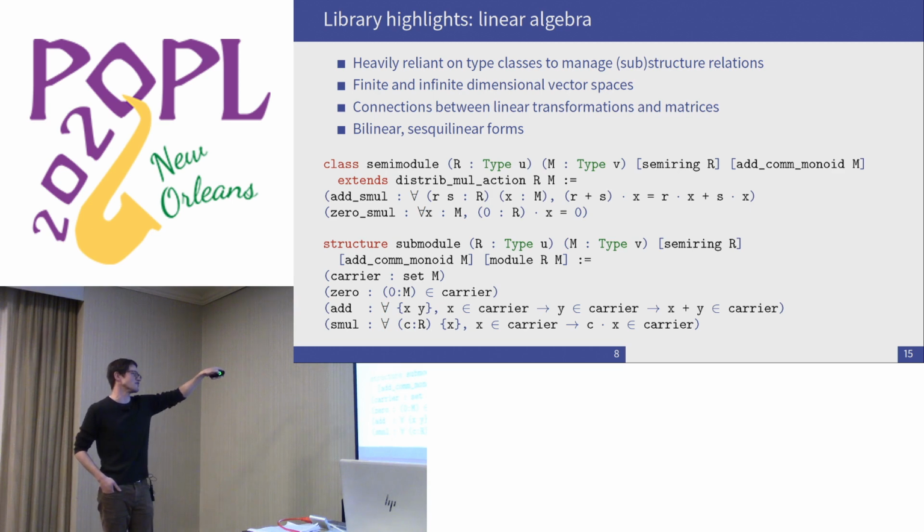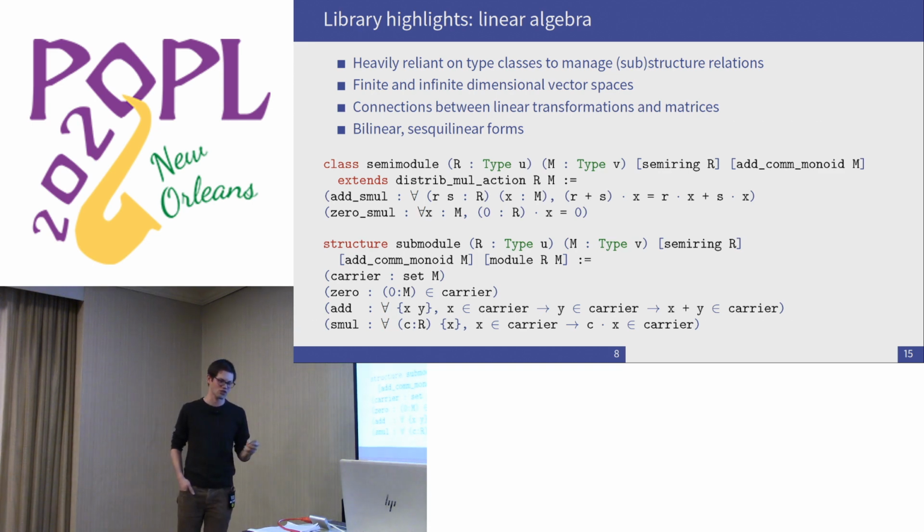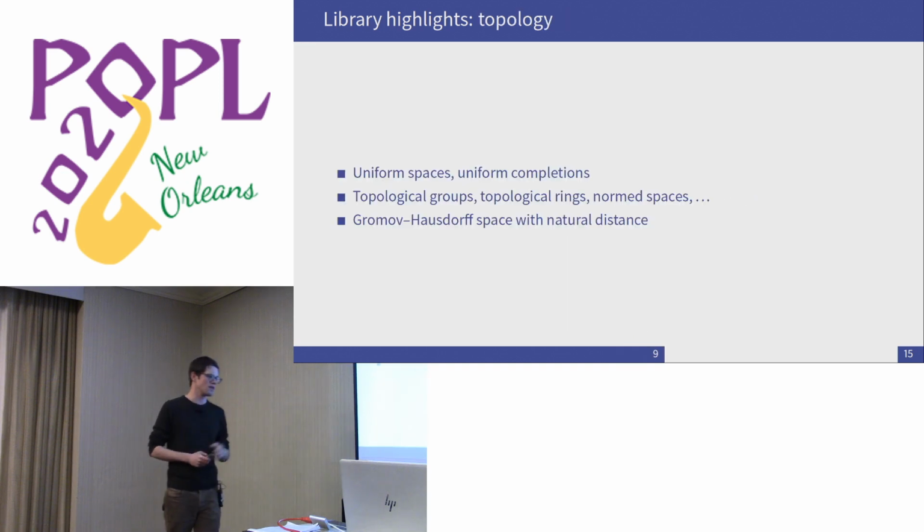To indicate how we use type classes, I wanted to point to the definitions of semi-module and submodule. So a semi-module describes an R semi-module structure on a type M. So you have to assume as a type class instance that R has a semi-ring structure and that M has an additive commutative monoid structure. We extend another type class here, and we add two fields to this. The definition of a module looks similar. So down here, in the definition of a submodule, we assume that we have module R M, which gives us access to everything that's been proved about semi-modules and everything that that structure inherits. I thought I had a piece of code down here, apparently not.